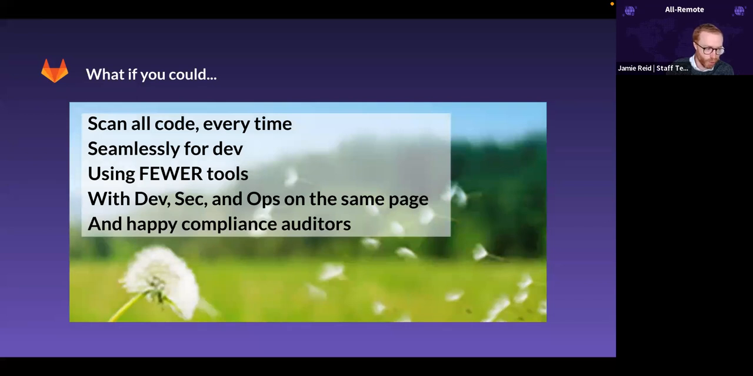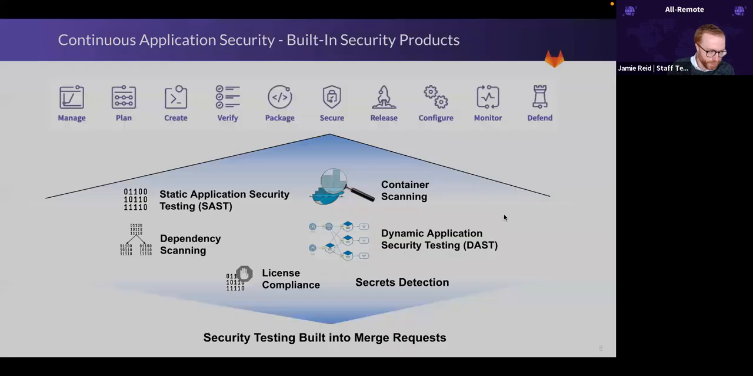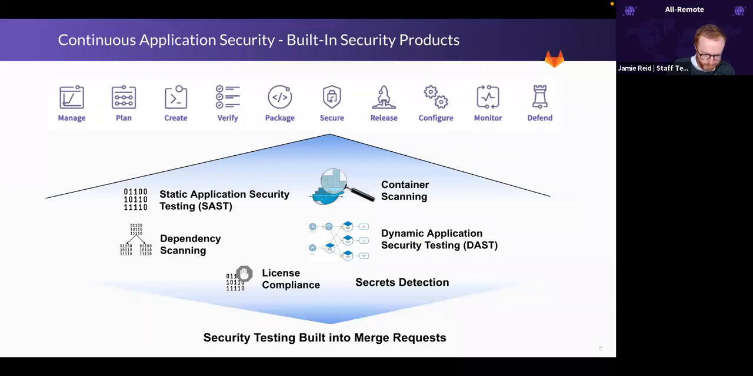Imagine a world where you could scan all of your code every time, seamlessly in the context that the developers are working within, using fewer tools and including both your development and your security and operations teams all on the same page. And while doing all of this, keep your compliance auditors happy. With GitLab, we can automate all of these tests and include them into every merge request. You no longer have to choose between risk, cost, and agility.